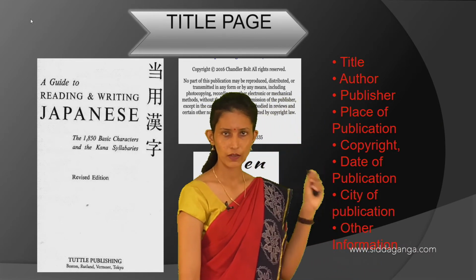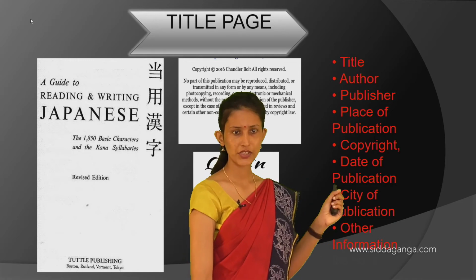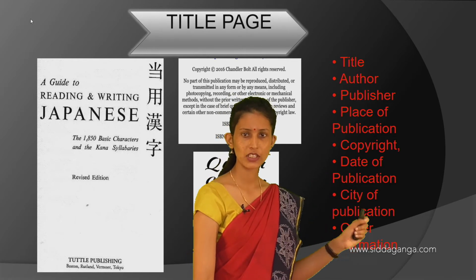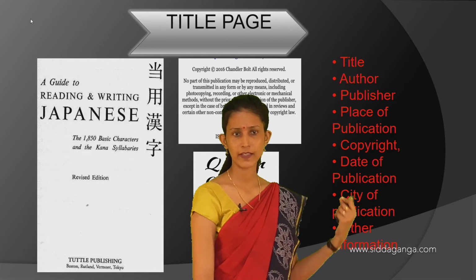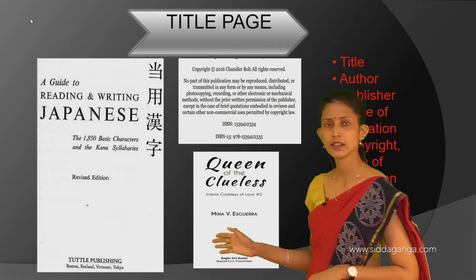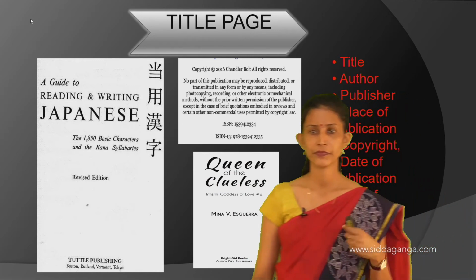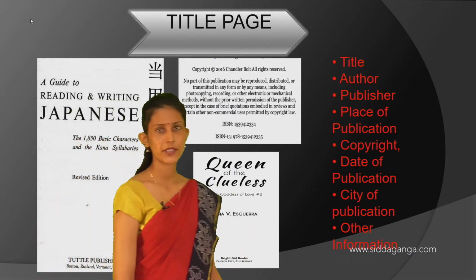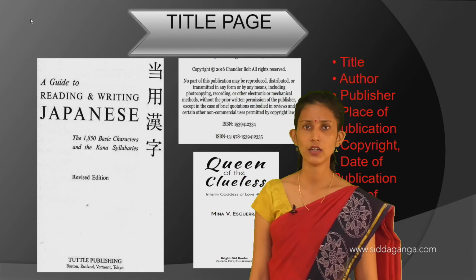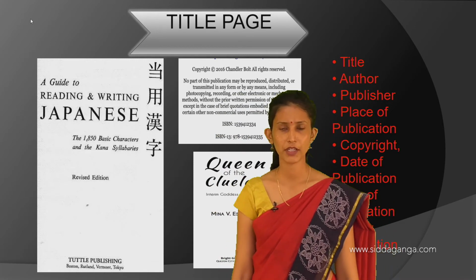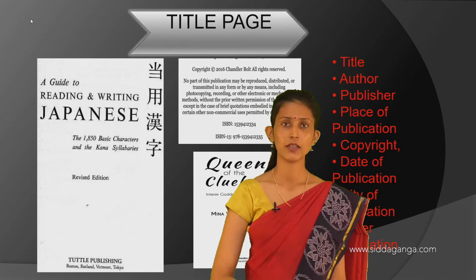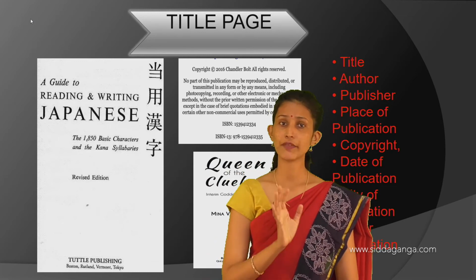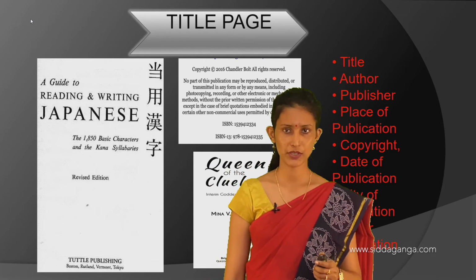So what do you find in a title page? The title, the author, the publisher. Publisher is the name of the publisher, or the publishing house. The place of publication, copyright page, date of publication. Here the date of publication is not mentioned, but in certain books the date of publication is also mentioned. Then city of publication, I showed you over here. Then other information. Open any book, your textbook also for that matter, no problem. Everything is laid down. If you see a novel or self-help books properly, all these things are perfectly written. This is a title page.